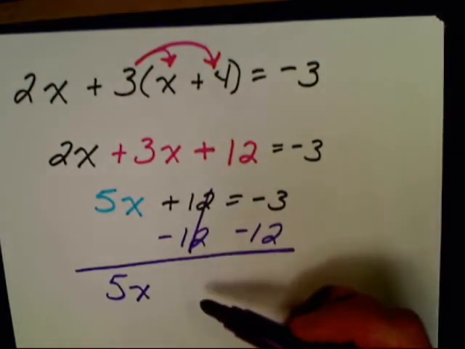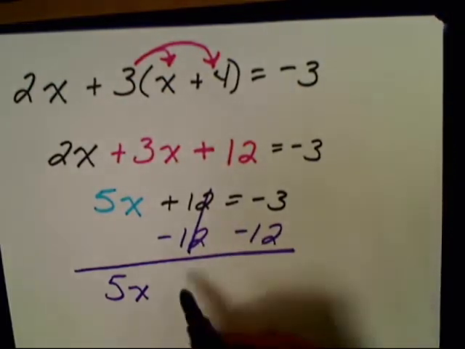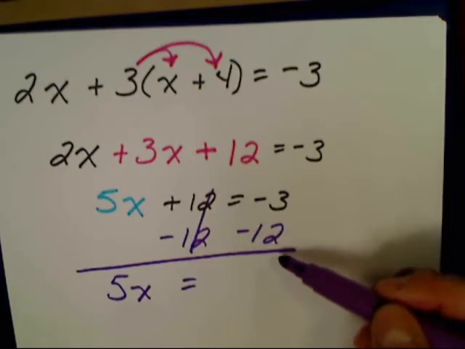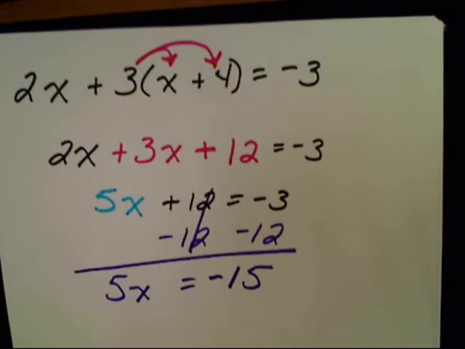Sometimes we miss our signs and we do the same sign. Double check. 12 minus 12. Yep, that's 0. On this side, it's a negative 3 and a negative 12. Same sign, so add the numbers and keep the sign. Add the numbers and keep the sign.